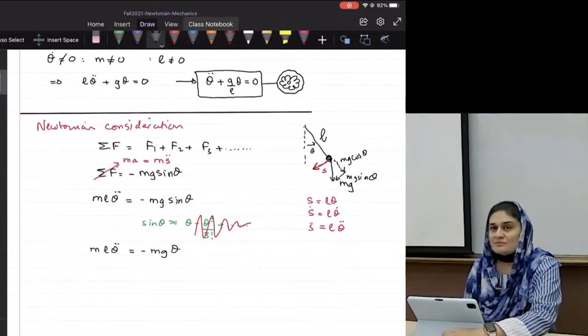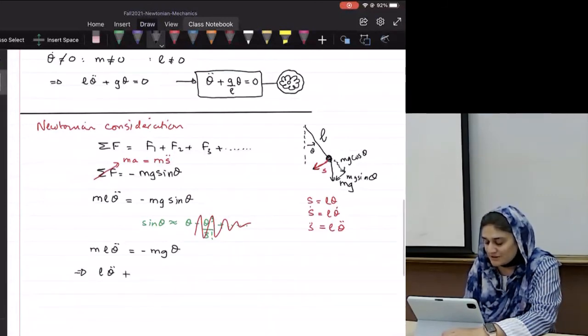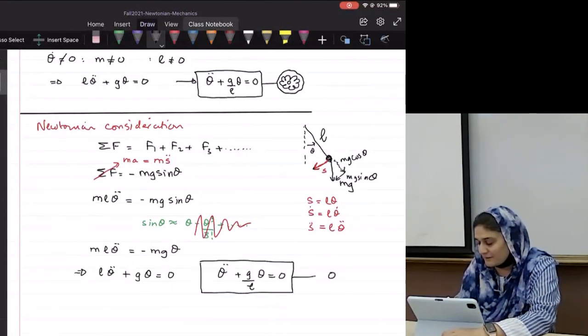The m's are on both sides. m cannot be 0. Can I get rid of them? So will I be left with L theta double dot plus g theta equals 0? Or theta double dot plus g over L theta equals 0. Is this not the flower equation again?